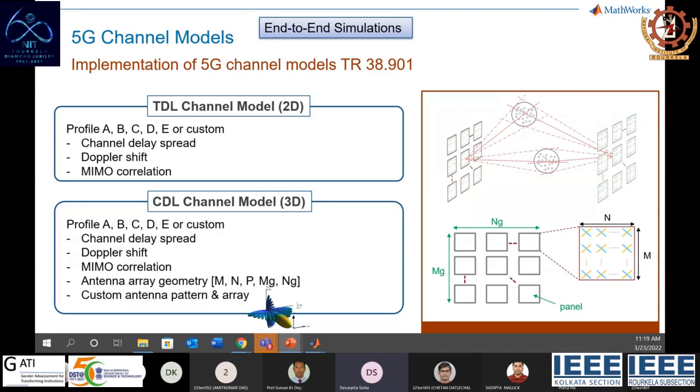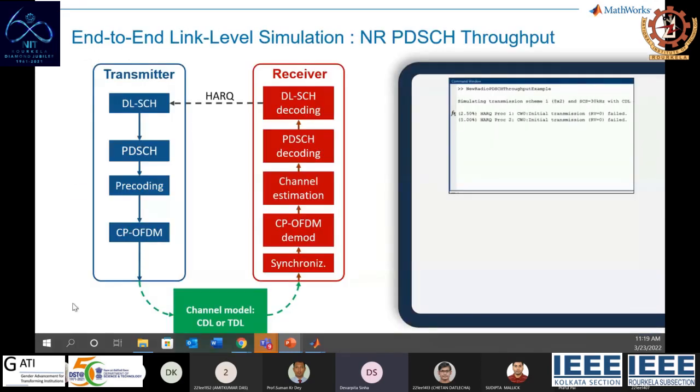There are two different channel propagation models available. One is the TDL channel and one is the CDL channel. One is 2D and one is 3D. TDL is tapped delay line and CDL is clustered delay line. So different channels are available. Now, how to implement them, where to place those channels, right?